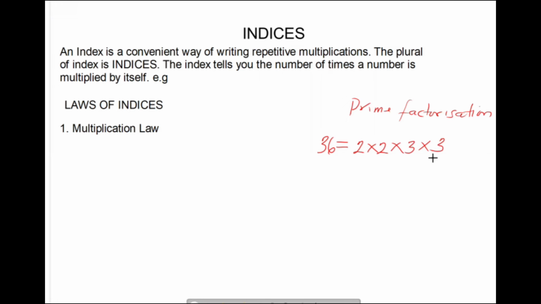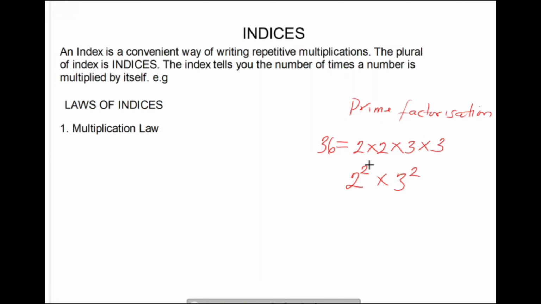But if you leave it like this, it's not prime factorization. We have to write it in index form. So 2 times 2 means 2 in 2 places. That's 2 raised to the power of 2, times 3 raised to the power of 2. That means we can write 36 in prime factorization as 2 raised to the power of 2 multiplied by 3 raised to the power of 2.